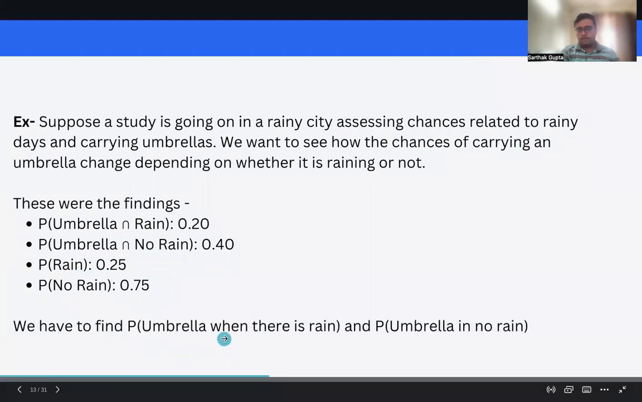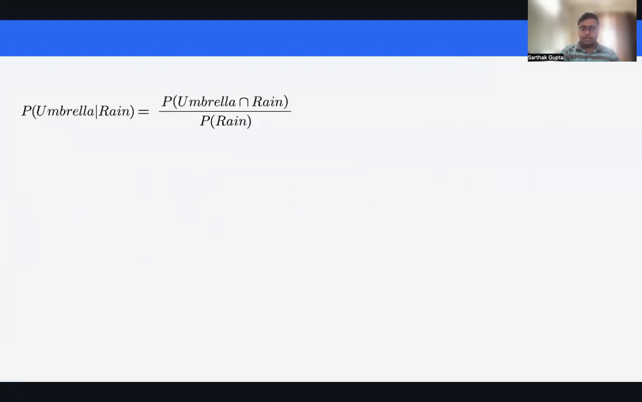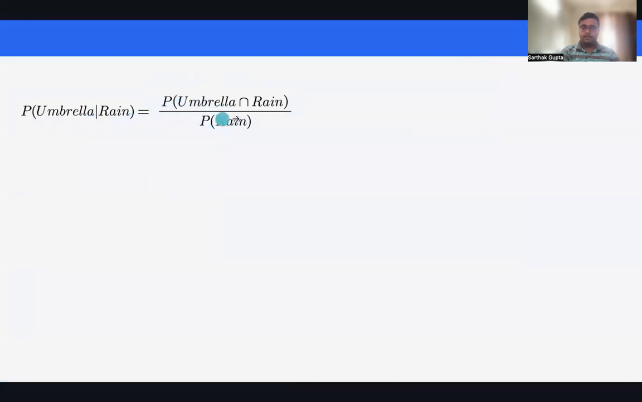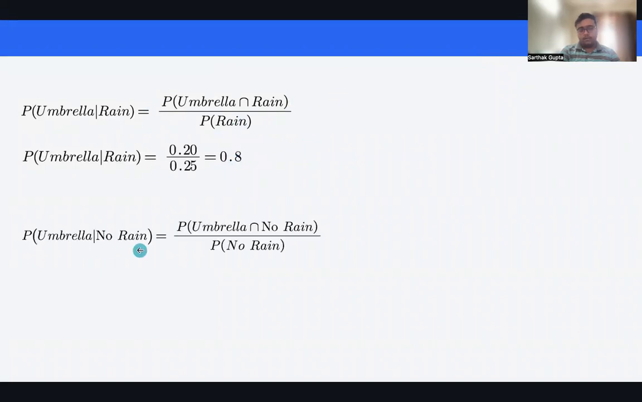So we have to find the probability of umbrella when there is no rain and the probability of umbrella when there is rain. P(umbrella given rain) is given by the intersection of P(umbrella with rain) upon P(rain), which gives us 0.8, or 80% probability. Similarly, the probability of umbrella given no rain is the probability of umbrella intersection no rain upon the probability of no rain, which gives us 0.4 upon 0.75, which gives us 0.53.